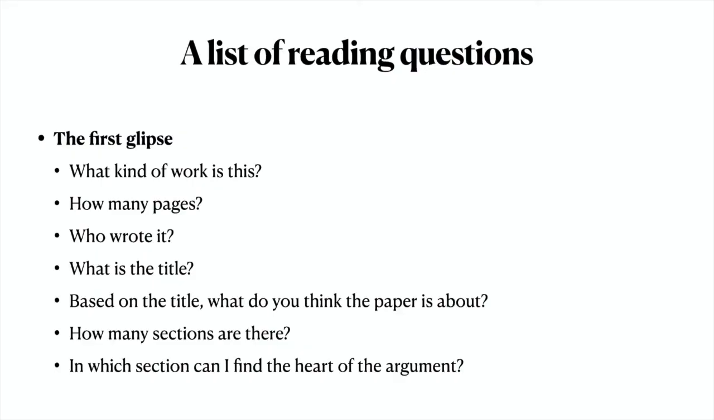And here you are asked to give your first intuitions on the basis just of the title, what the topic of the paper is. How many sections are there? So here for the first time you glimpse through the paper and you count the sections. And you will notice that some sections are longer and shorter, and you will say, well, so many sections are there in this paper. In which section can I find the heart of the argument?